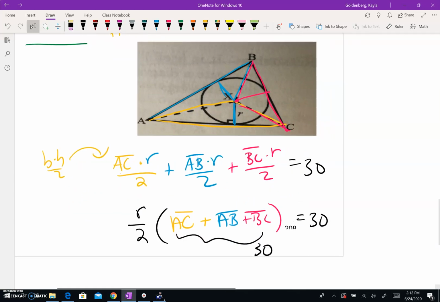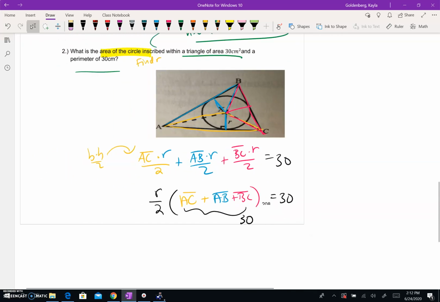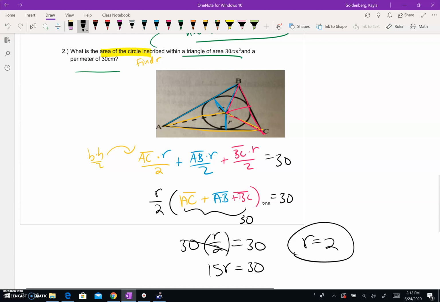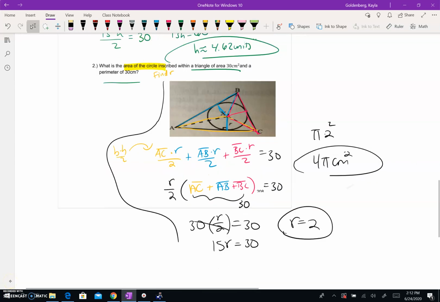So from there, we've got 30 times radius over 2 is equal to 30. And if I simplify here, 15 times radius is 30, which means your radius, you could conclude, is 2. So from here, if I want to know the area, it's going to be pi times the radius of 2 squared. So your area is 4 pi centimeters squared. And that's our last problem.